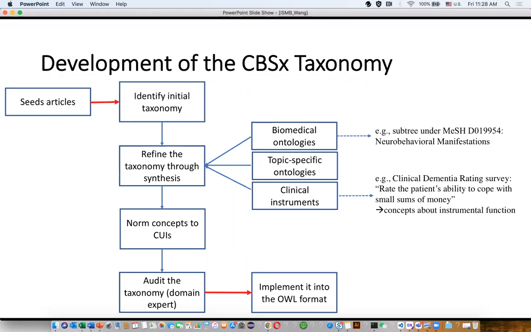As a further enrichment, we reviewed and integrated clinical instruments that involve assessment of CBS or impact on life. For example, the Clinical Dementia Rating has questions like, rate the patient's ability to cope with small sums of money, which assesses an instrumental function in daily life. After that, we normalized the concepts to UMLS as identifiers. The final taxonomy was audited by consulting a physician scientist specialized in aging and neurodegenerative diseases.